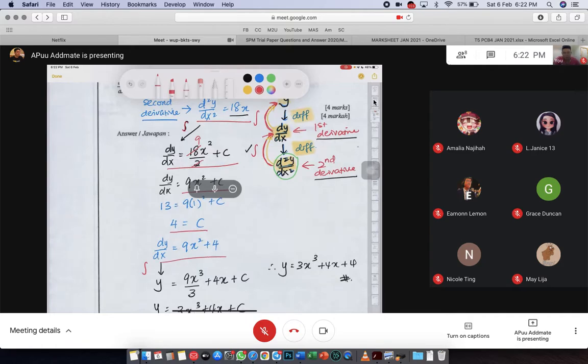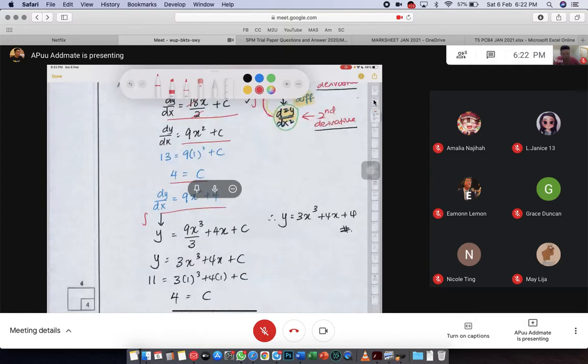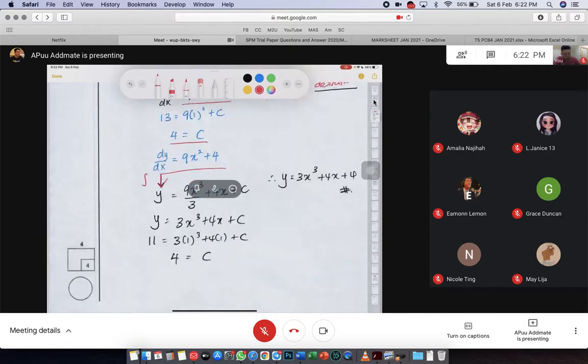Okay. Now lepas tu dy dx kamu kena tukar jadi y balik. So now this is the next step. The next level, you kena integrate sekali lagi. So when you integrate, what do you get? 9x cubed over 3 plus 4x plus c. So that's what you get here. Okay, this one simplify, dapat 3. So that's how you get 3x squared plus 4x plus c.